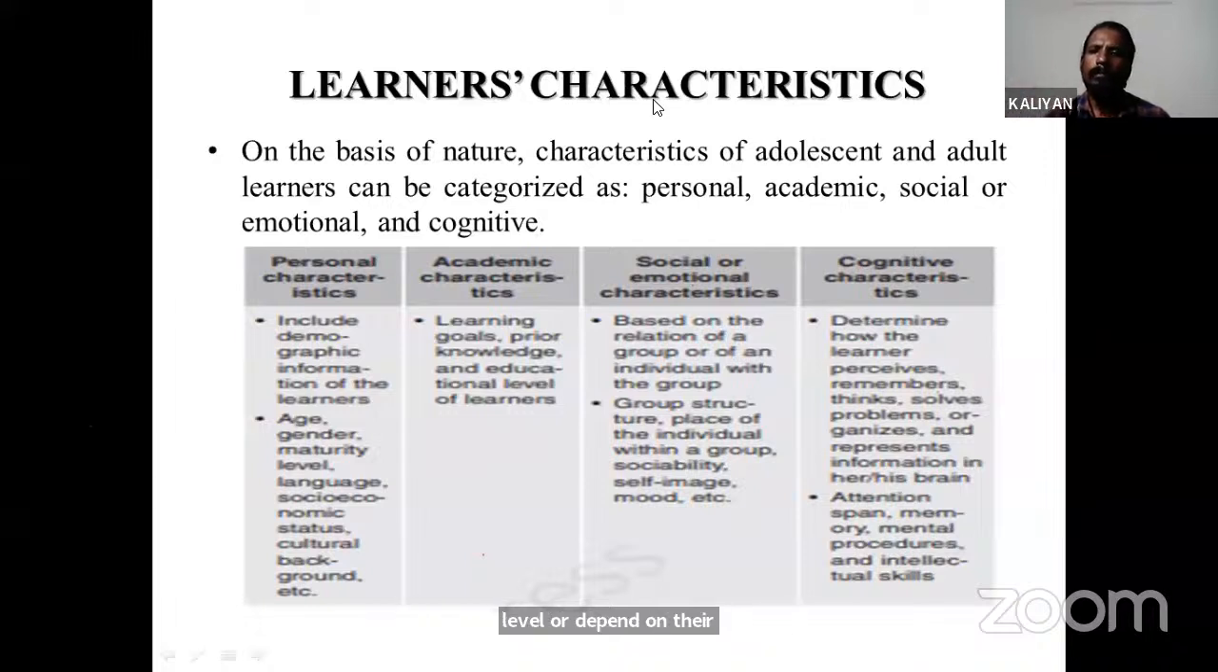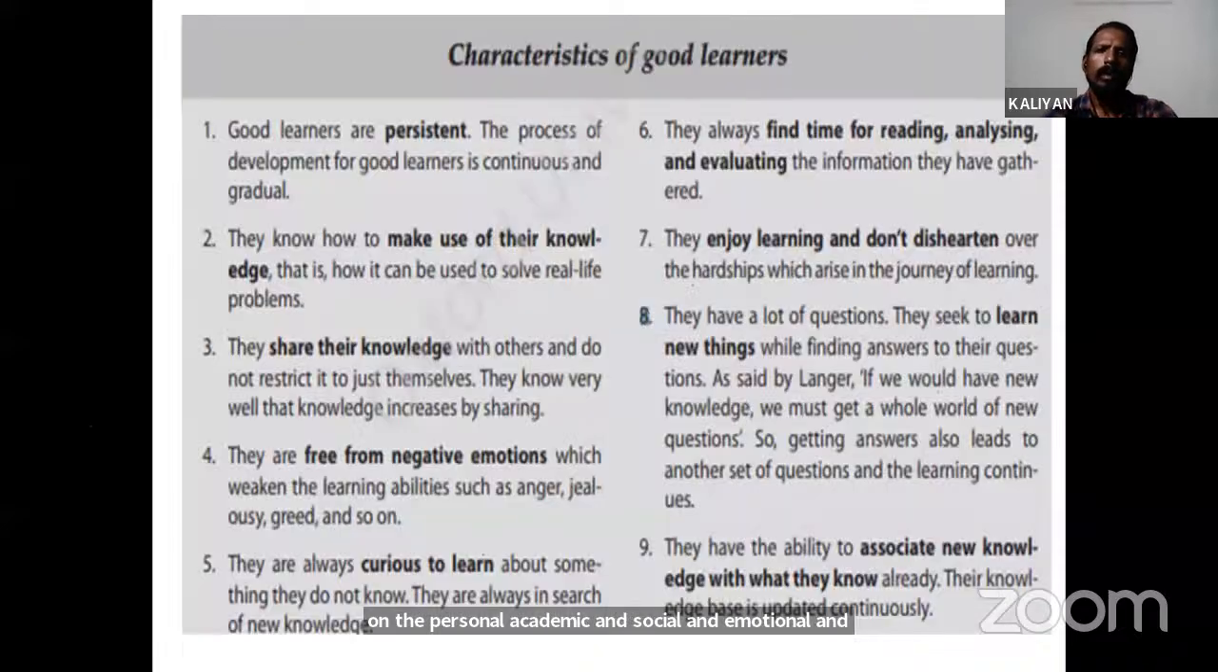So attention, pain, memory, mental procedure, and intellectual procedure. So these are the learner characters based on the personal, academic, social, emotional, and cognitive characteristics. And these are the good characters of learners. Sometimes they will ask some questions of this type: what are the characters of the good learners?